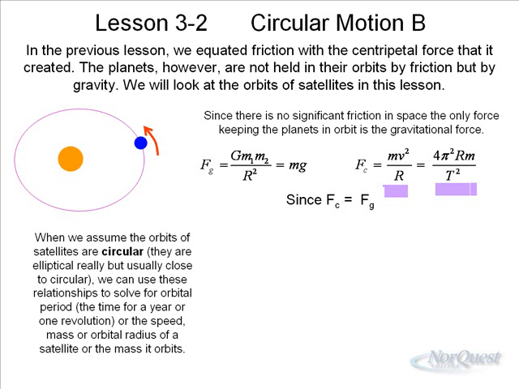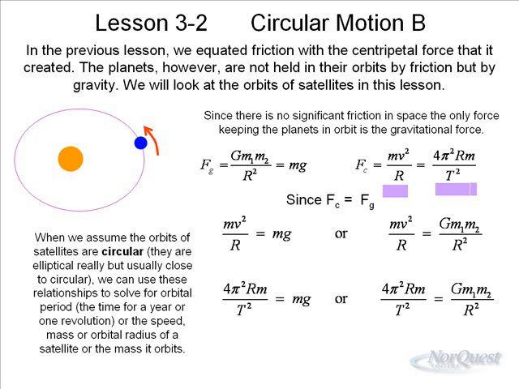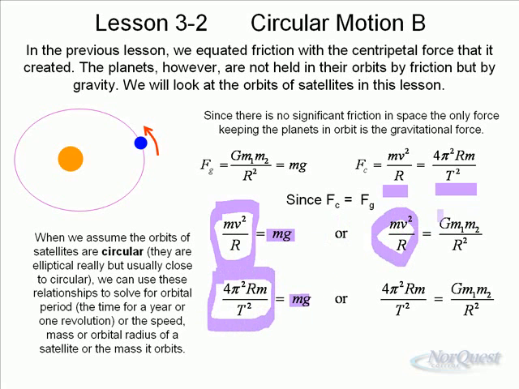So if you know that Fc is equal to Fg, then you can say that Fc, which of course is mv squared over r, is equal to mg. Or you can say the other formula for centripetal force, 4 pi squared r m over T squared, is equal to mg. Or the other two combinations you could have is centripetal force here equal to the other formula for gravity, or centripetal force here equal to the other formula for gravity. So there are 4 different ways you can have the centripetal force equaling the gravitational force, and we'll look at a number of different examples of that.